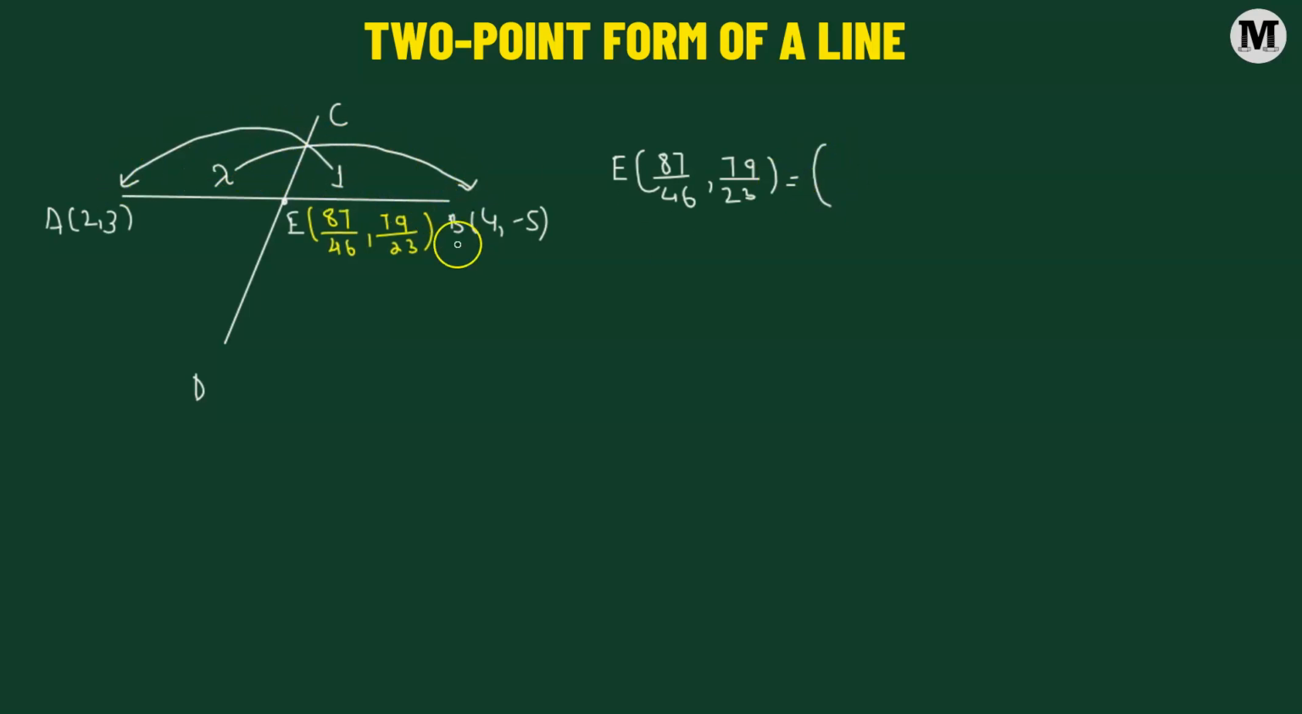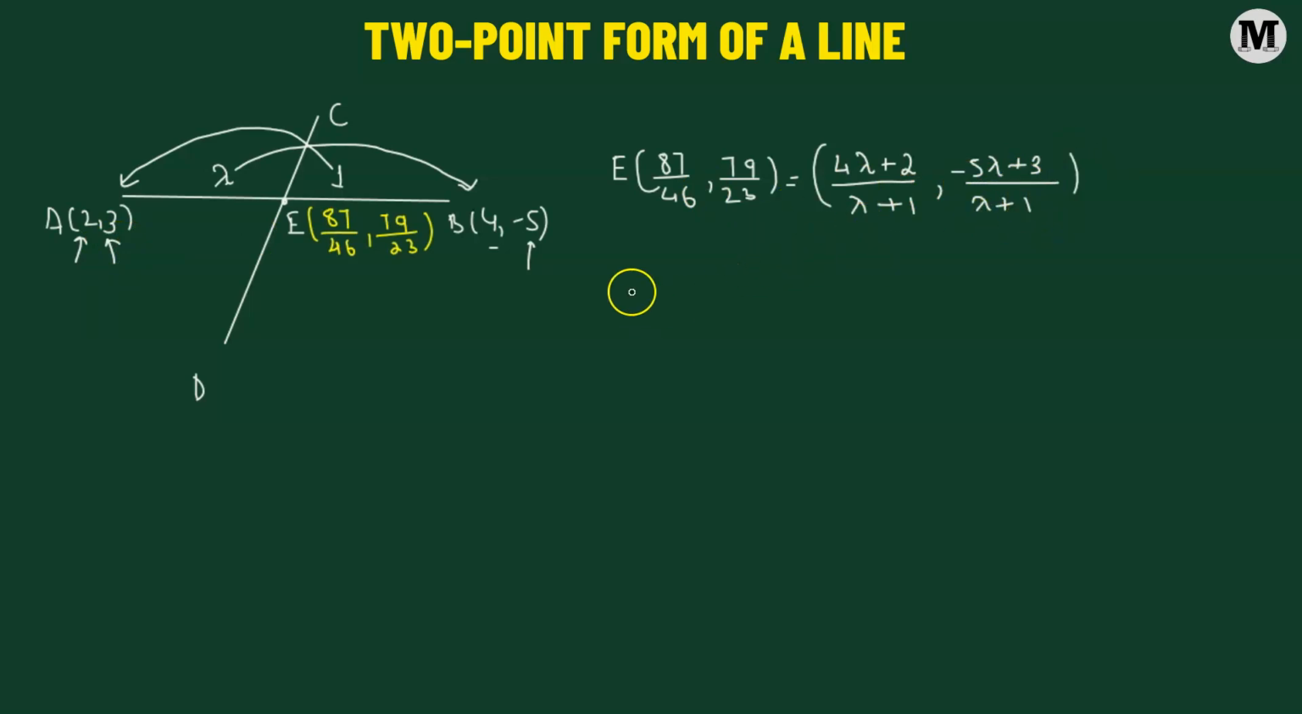Meaning, if we want to find out the x coordinate, we'll take lambda and multiply with the x coordinate of point B. That gives us 4 lambda. And add it to, we take 1 and multiply with the x coordinate of point A, which is 2. So we have 2. Divided by the sum of the ratios, so lambda will get added to 1. So this will go in the denominator. For the y coordinate, we'll take lambda and multiply with the y coordinate of B. We get negative 5 lambda, added to 1 times the y coordinate of point A. So that's simply 3, divided by lambda plus 1.